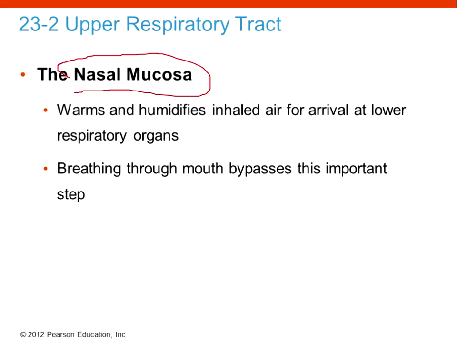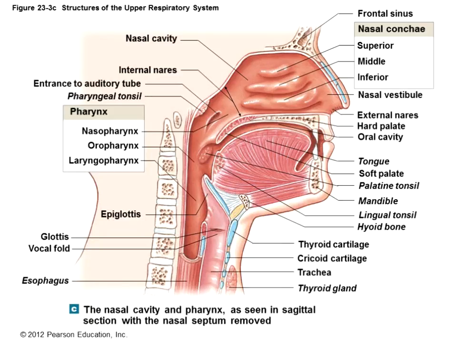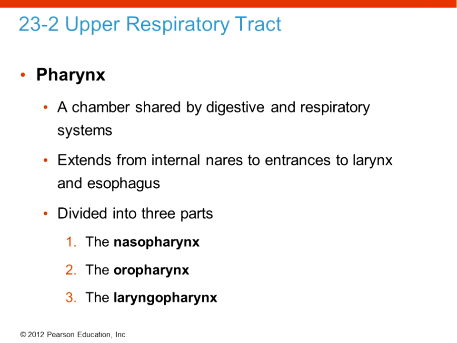So the nasal mucosa warms and humidifies the air. Breathing through the mouth actually bypasses this process of what the nasal mucosa can do in terms of humidifying the air that passes through. And so this is the sagittal section of the nasal and oral cavity, as you guys saw in lab, and you can see quite a few structures. The pharynx is sort of what we've talked about before, and this is where we'll begin, sort of in the oral cavity, and then working our way down to the nasopharynx, oropharynx, laryngopharynx, and all the way down to the trachea and beyond. That's sort of how this will go.